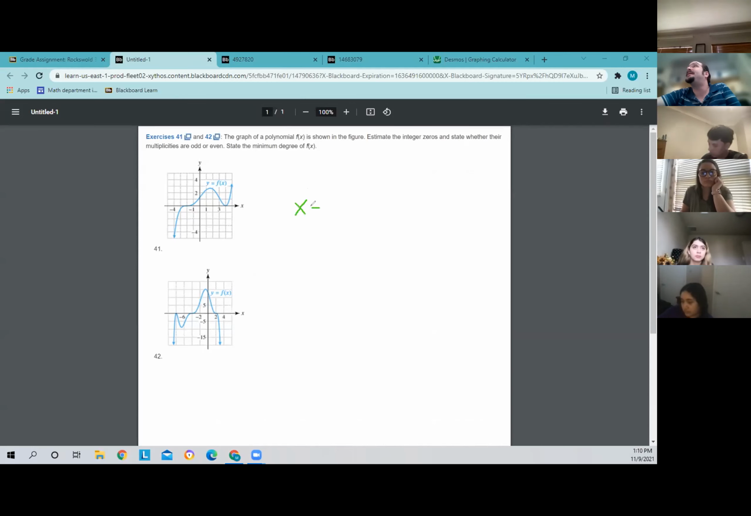So x equals -2 was one of the zeros. The multiplicity, ooh, what do they say? I'm not sure. I would say it's probably at least 3 with the way it curves through that line. Graph of line, estimate the integer zeros, state whether their multiplicities are even or odd. So I would say it's probably at least a multiplicity of 3, but we know it's odd. It could be 3, 5, 7.